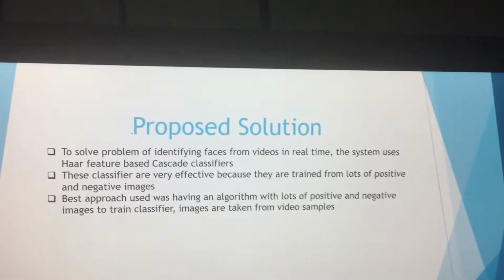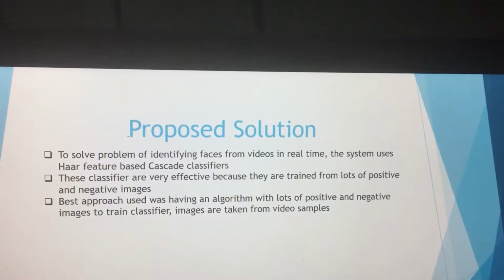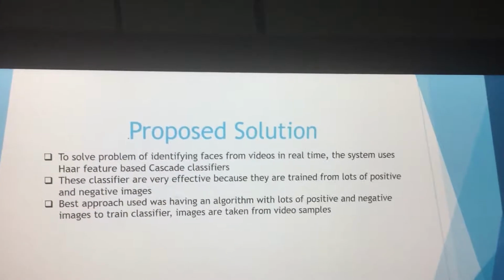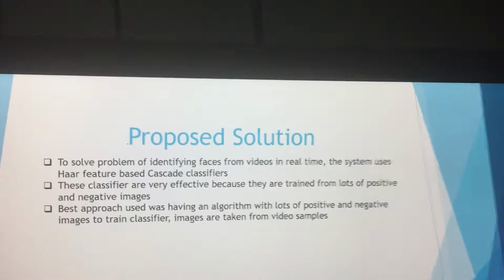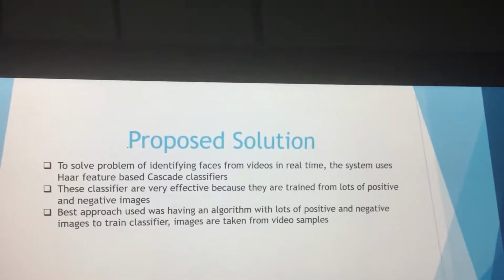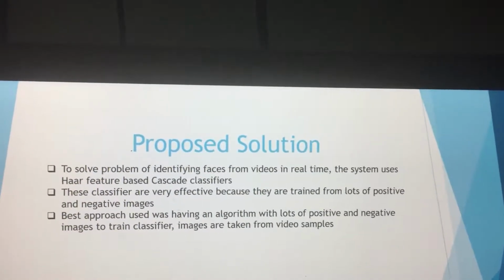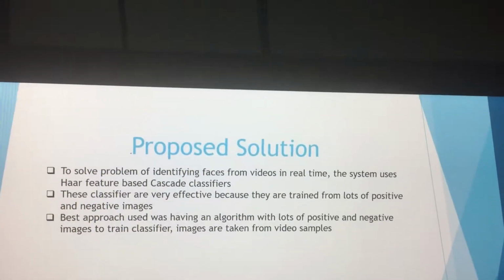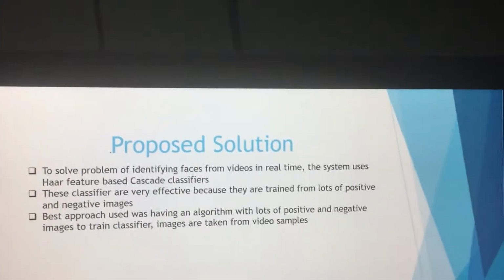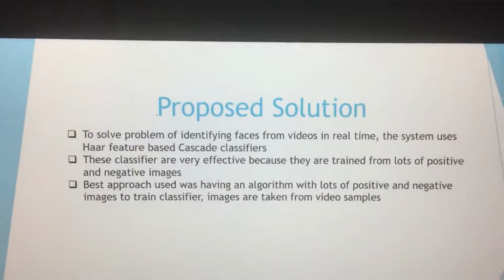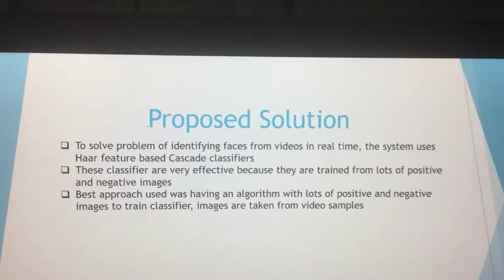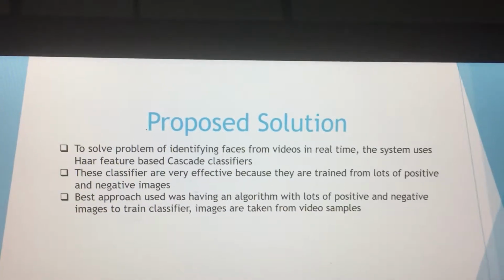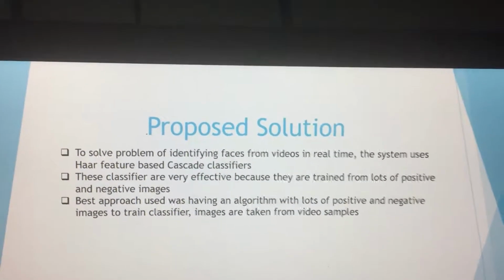The proposed solution is obviously to use Haar feature-based cascade classifiers. These classifiers are very useful because they're able to detect faces from images or videos. So if you've got multiple objects, you can easily determine faces in those images or videos. These classifiers are effective because they've got lots of trained data, lots of positive and negative images.